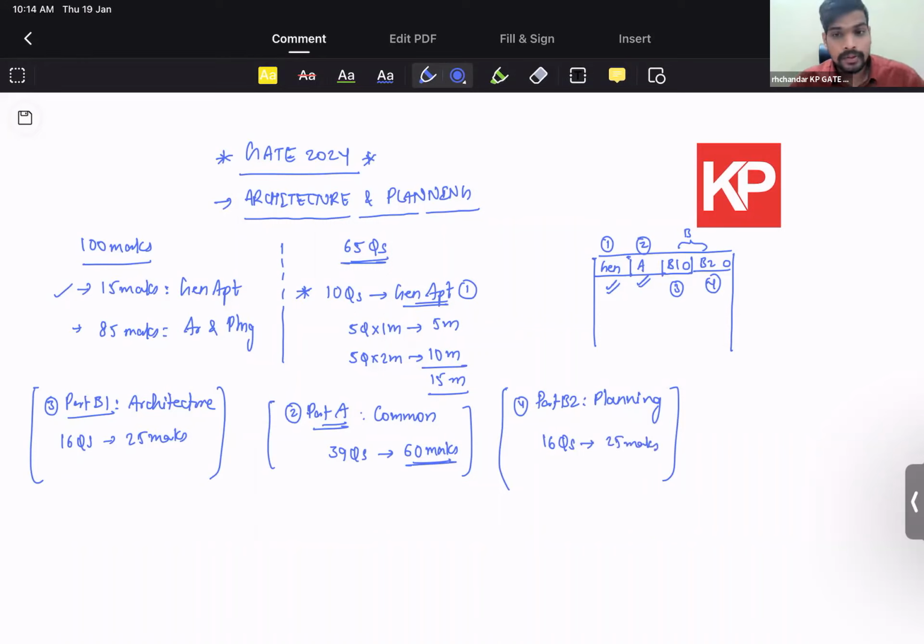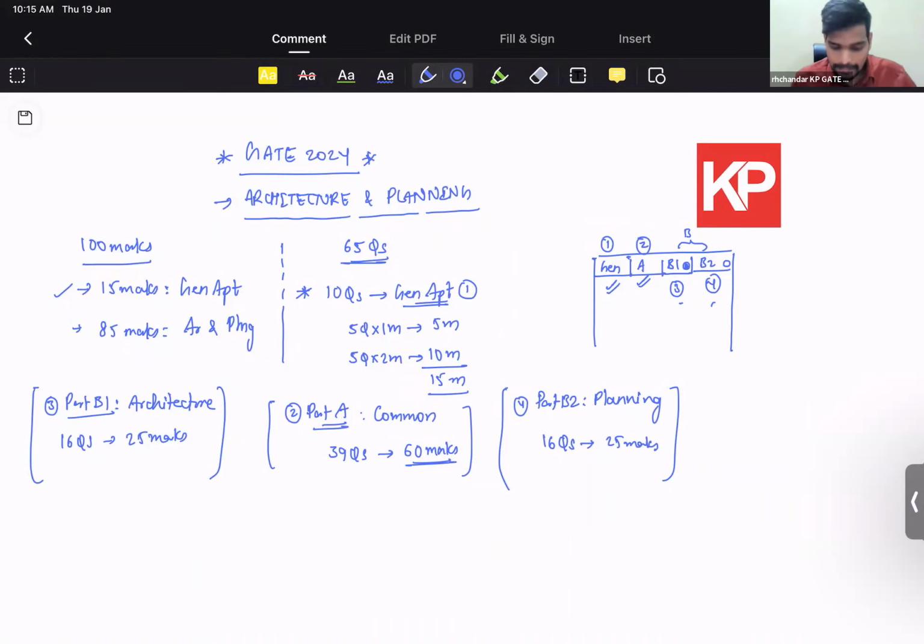So you have an option to select any one of them. You can either select the architecture part or you can select the planning part. You need to tick the box for whichever you want to select, and those questions will be displayed. And this particular choice you can make during the examination, at least as per the existing pattern till now. If there is any change in the pattern or any announcement from the GATE authorities, we will be the first ones to inform you about any change in the patterns.